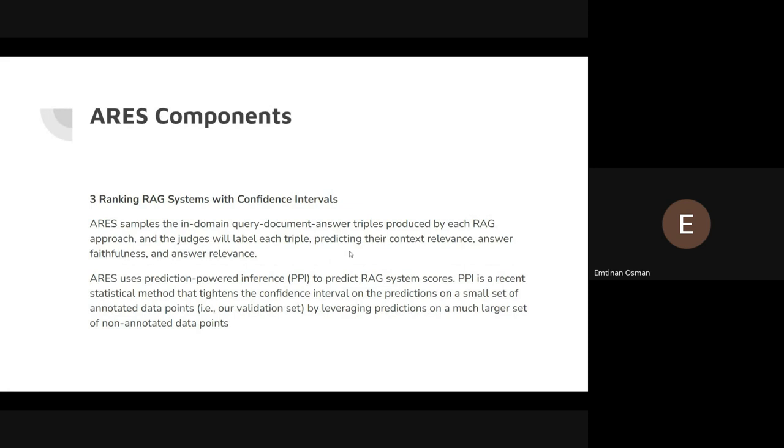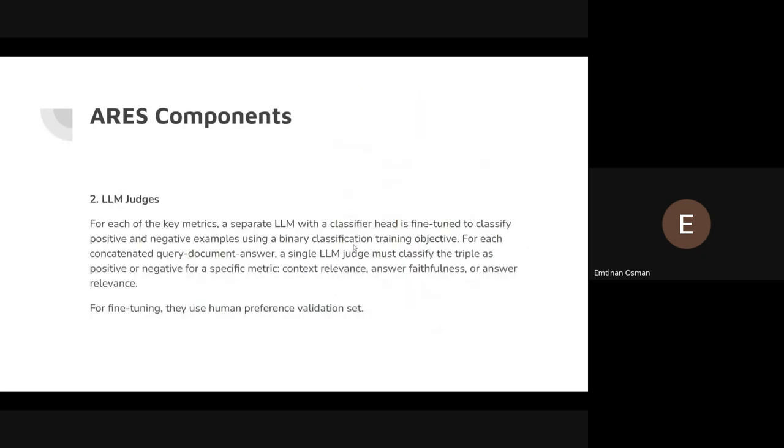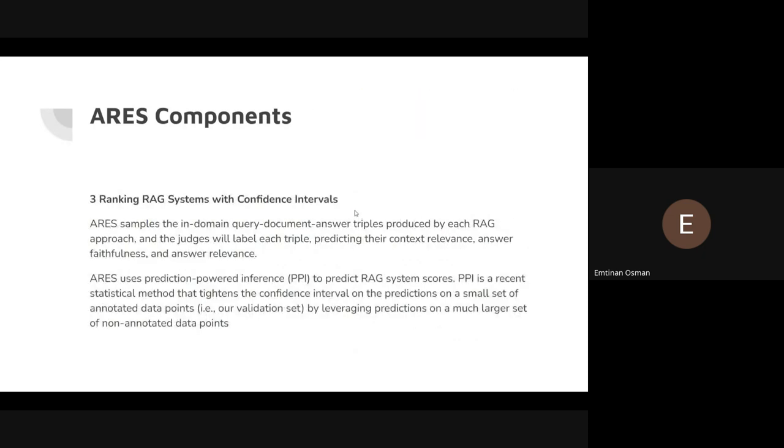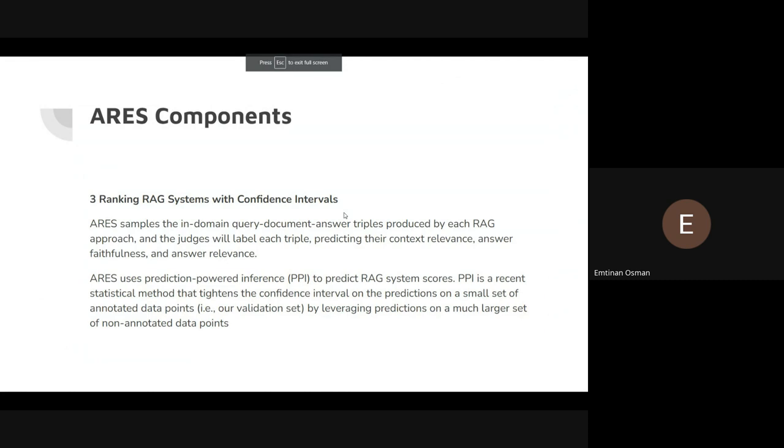And as I said before, this comes with a small expense: you need some human annotated data set. They estimated a sample of 150, so it's not really huge. And as I said, they find it to be generalizable across domains, but with some exceptions. For example, if you change the language, it wouldn't work.